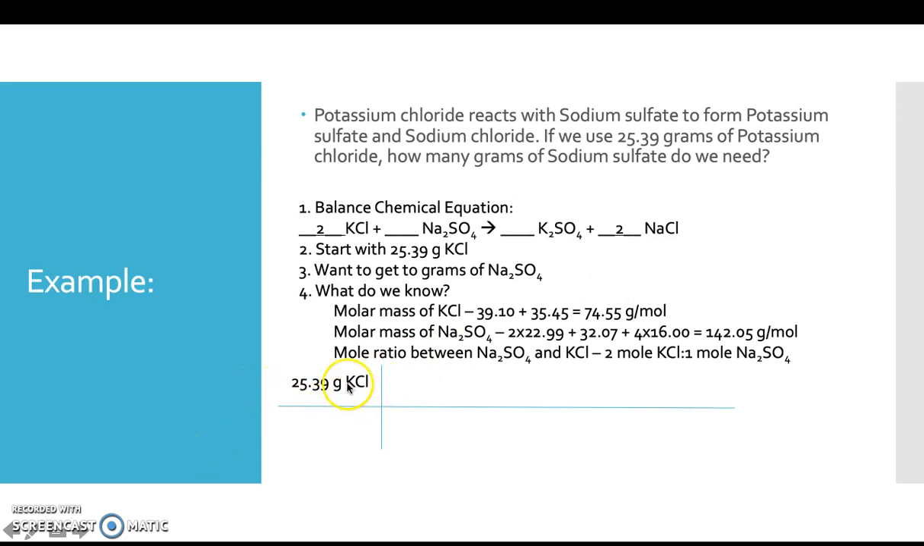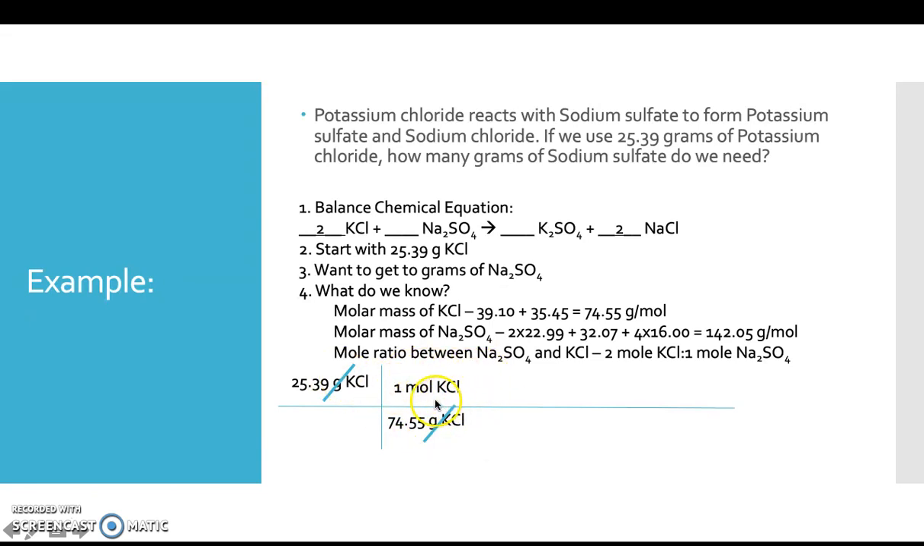So we put our starting number in the top. Remember, dimensional analysis: whatever unit is on top, we need that same unit on the bottom of the next thing. So I'm going to use my molar mass of KCl, put the mass on the bottom, it's equal to 1 mole of KCl on the top. That means that my grams of KCl can cancel out and I'm left with moles of KCl.